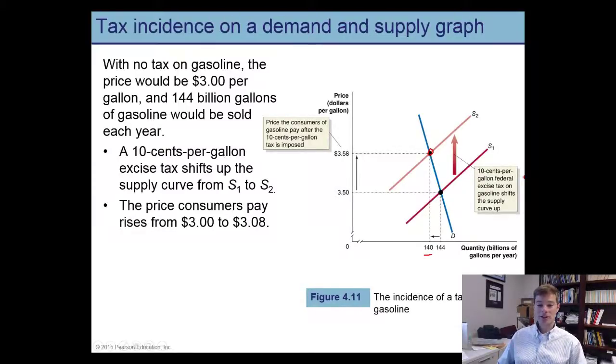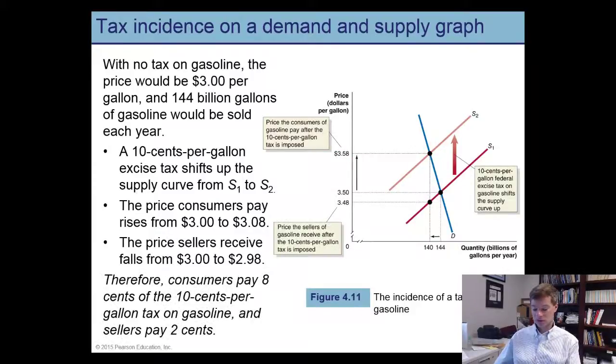Before the tax, consumers paid a price of $3.50. With the tax, consumers pay a price of $3.58. So consumers are paying 8 cents of the 10-cent tax. That's 80% of the tax. And producers receive a price of $3.58 in the market, and then they pay the 10-cent tax to the government, and what they're left with is $3.48.